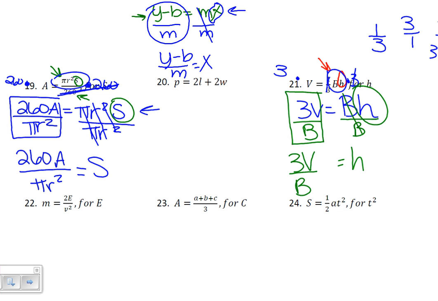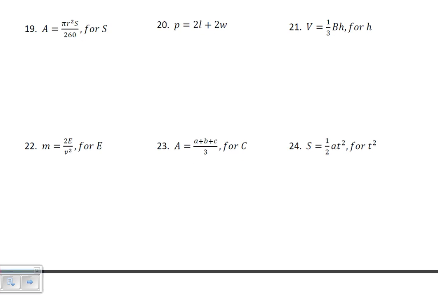A lot of kids get confused because they don't have a number answer. You're not going to get a number answer. You're going to end up with a bunch of letters, and that's fine. Your goal is to circle what you're solving for and to undo what they did. We follow the same rules that we did before. We get rid of addition and subtraction first, and then multiplication and division.